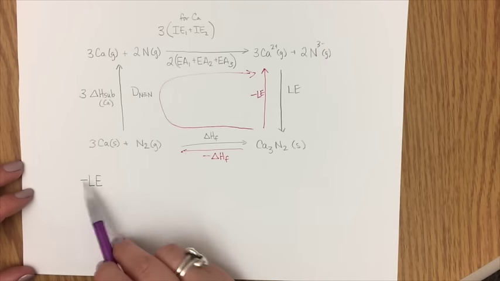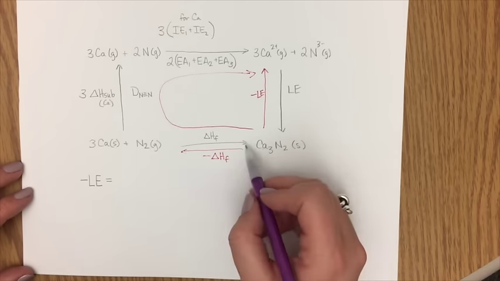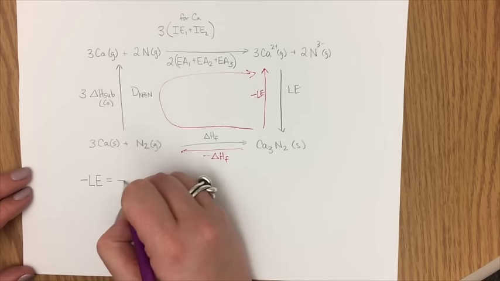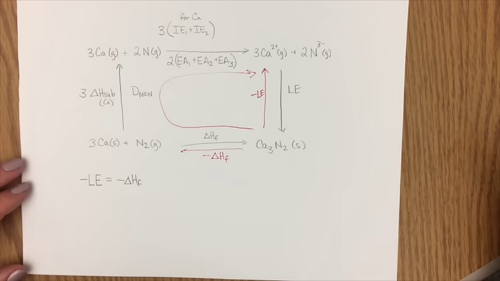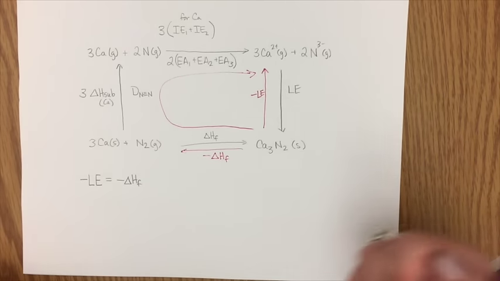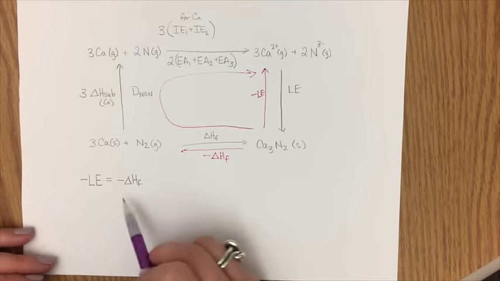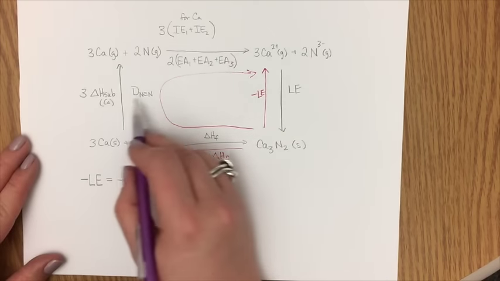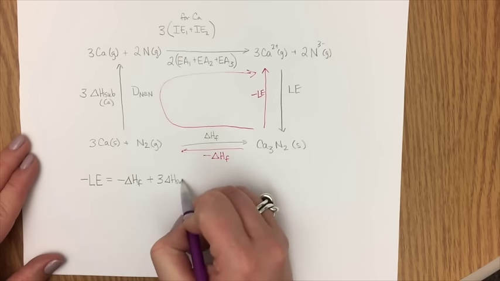Okay, so I would say the negative lattice energy, which is my first path, equals my second path. I'm going to go all the way around. So I have negative delta HF. As a note, delta HFs are frequently negative themselves, so you may actually end up having the opposite of the delta HF with a positive number here. And now I'm going to add these on. 3 times the delta H of sublimation for calcium.